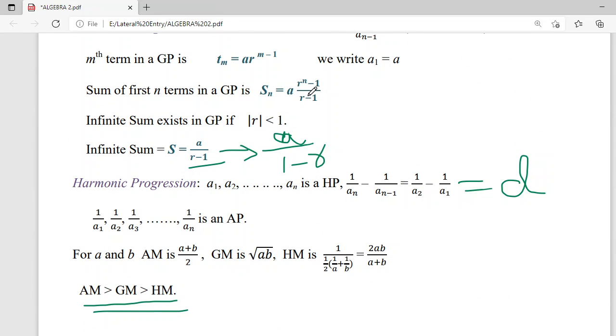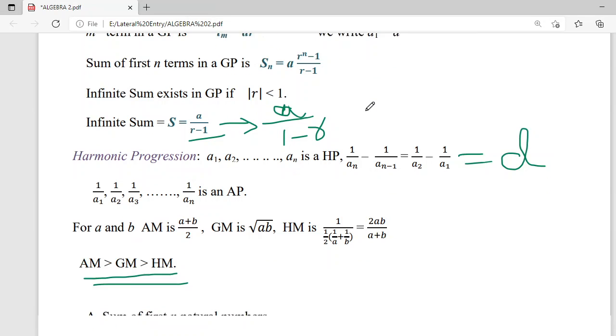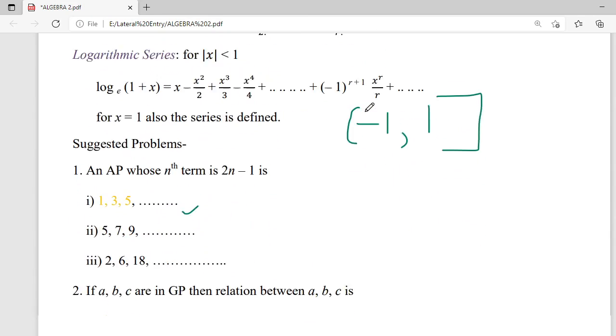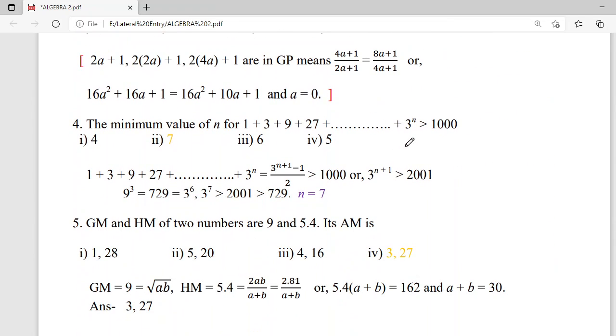So Sn is equal to a times r to the power number of terms minus 1 over r minus 1. Here r is 3. How many terms are there? It starts at 1, so there are n plus 1 terms: 1, 2, 3, 4, 5. That is why I am writing 3 to the power n plus 1 minus 1 divided by 3 minus 1, and the first term is 1. So this is our sum, and we are asked to find when this sum is greater than 1000.